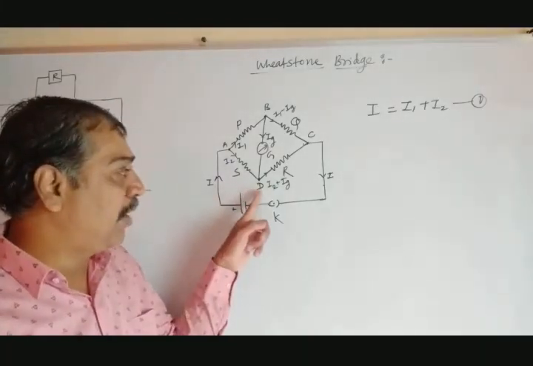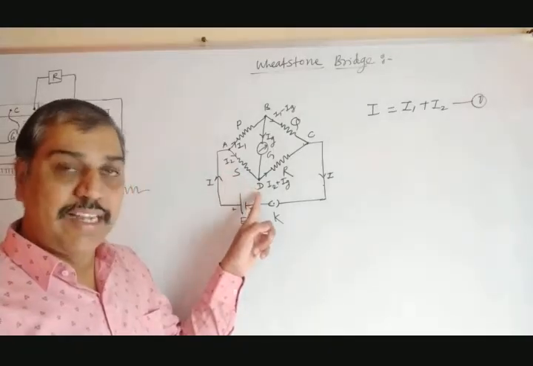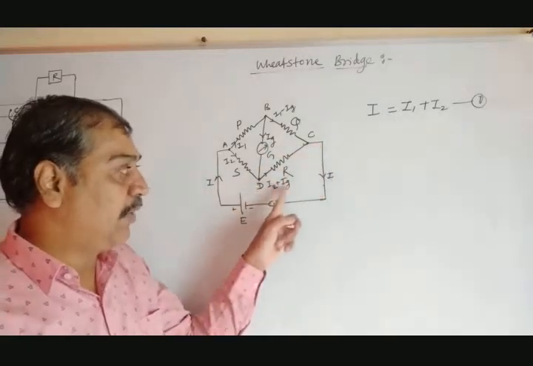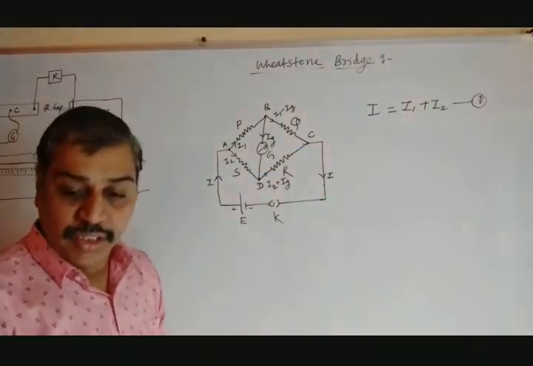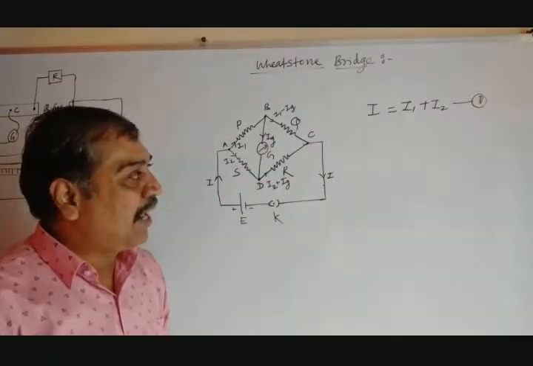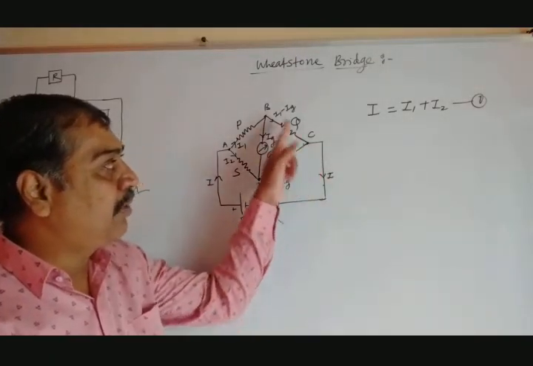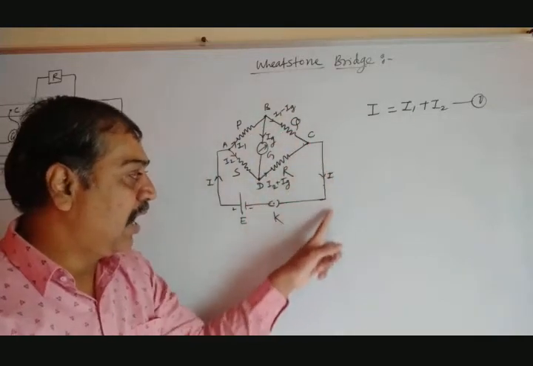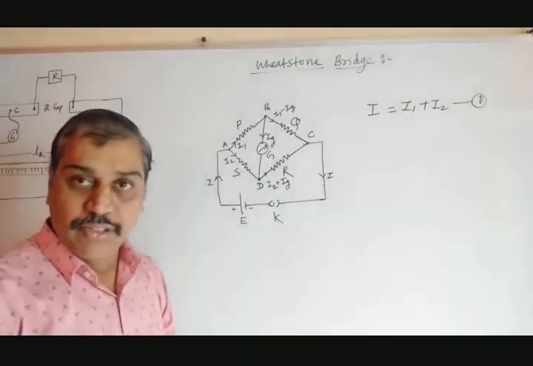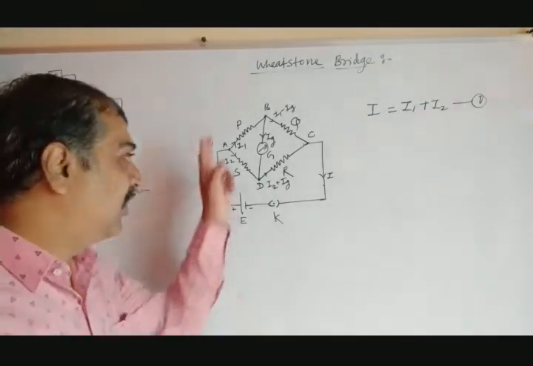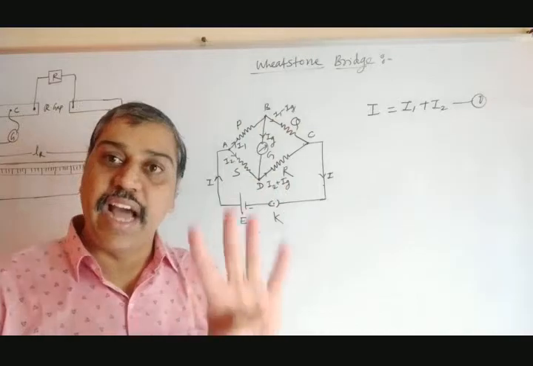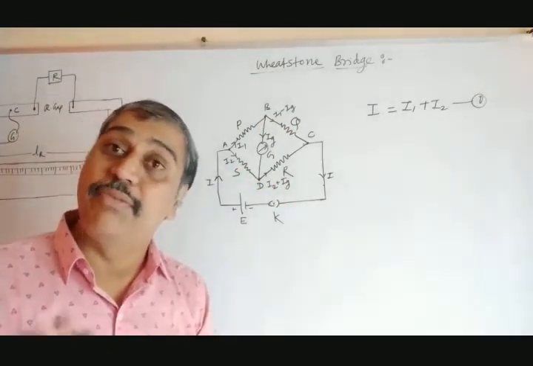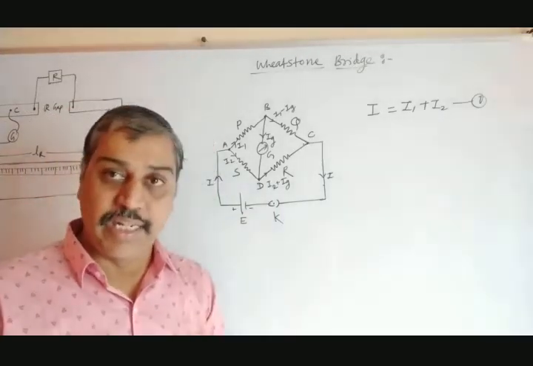The same thing occurs at point D. When I2 comes to D, I2 plus this Ig moves to C. Again at this point, this current comes from here, that current comes from here, Ig gets cancelled out, I1 plus I2 is I, which again flows and goes to the negative of the battery. So this is a simple arrangement. Out of these four resistors P, Q, R, S, if any three are known, the fourth can be found out by using this Wheatstone network and Kirchhoff's law conditions.